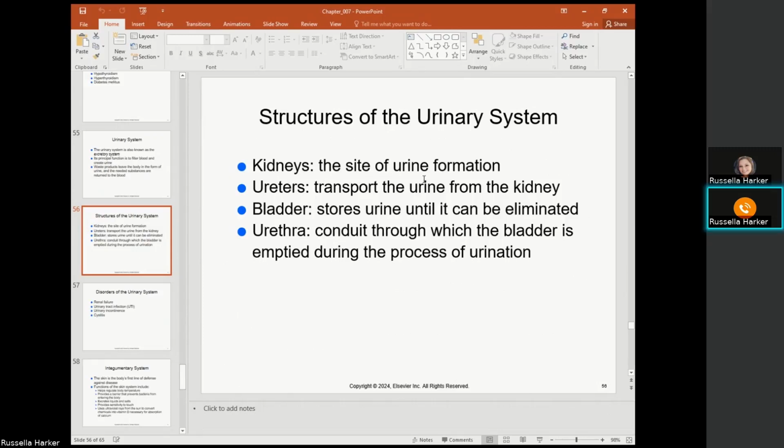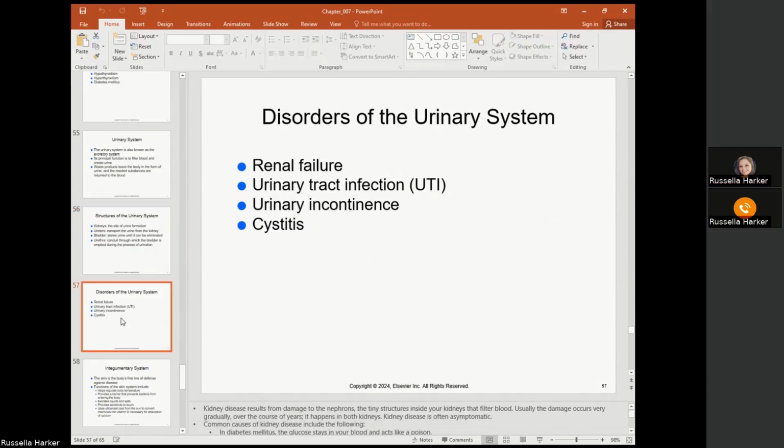In our kidneys, that's where our urine is formed. The ureters transport the urine from the kidney to the bladder. The bladder stores the urine until it can be eliminated, and the urethra is the conduit through which the bladder is emptied during the process of urination. These are some disorders of the urinary system.